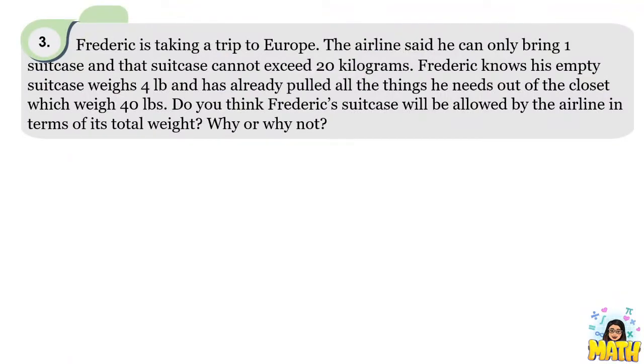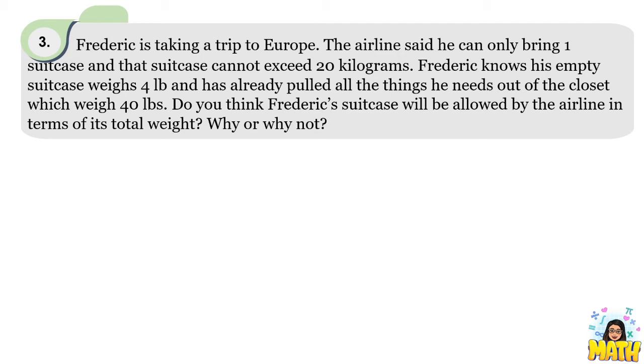Number 3. Frederick is taking a trip to Europe. The airline said he can only bring one suitcase, and that suitcase cannot exceed 20 kilograms. Frederick knows his empty suitcase weighs 4 pounds and has already pulled all the things he needs out of the closet, which weigh 40 pounds. Do you think Frederick's suitcase will be allowed by the airline in terms of its total weight? Why yes or why not?